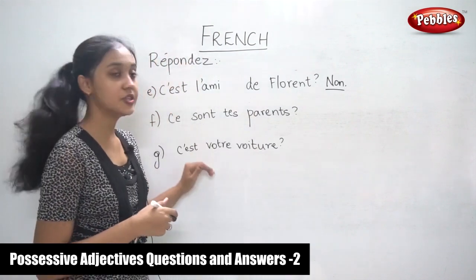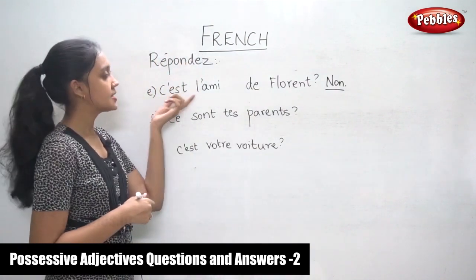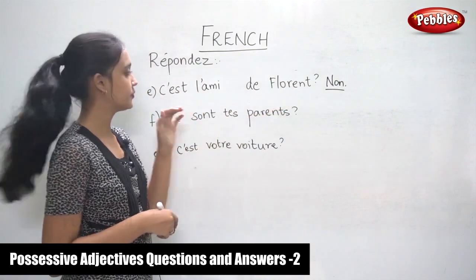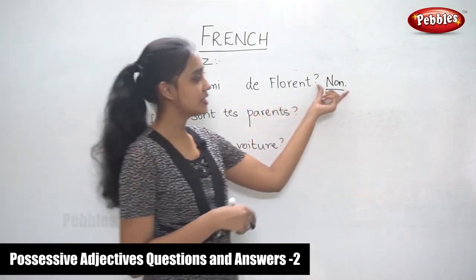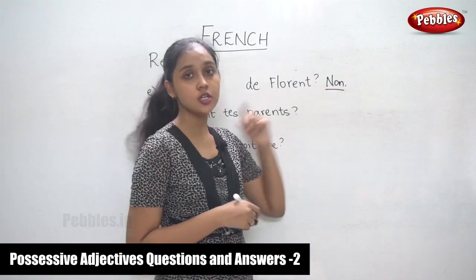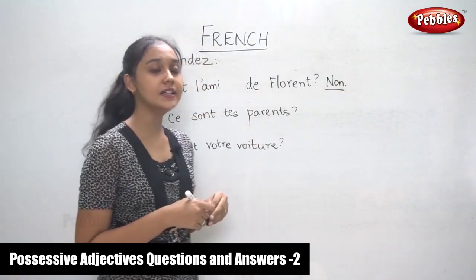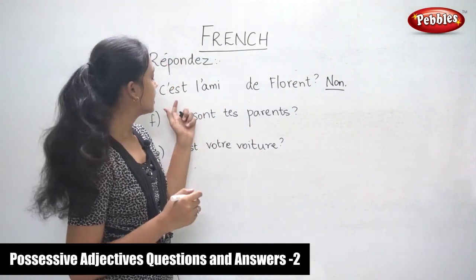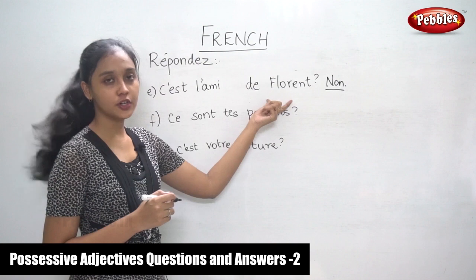Moving on to the next three sentences. C'est l'ami de Florent. It is the friend of Florent. So they've given us a hint here, no. So we're supposed to answer in the negative. Now in this case, is it the friend of Florent?